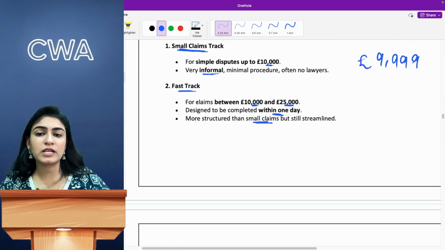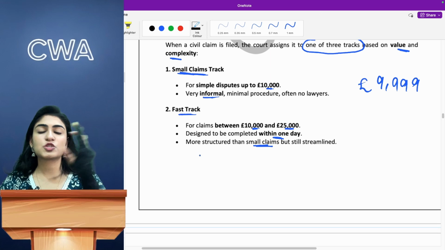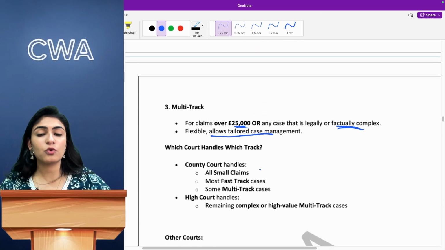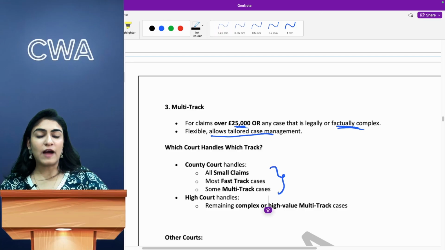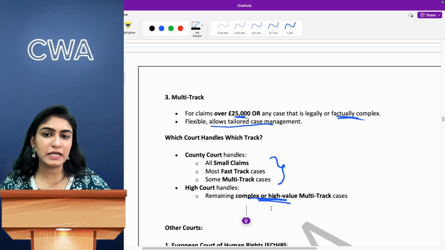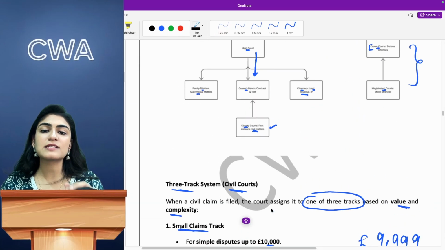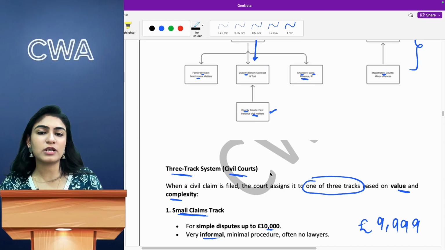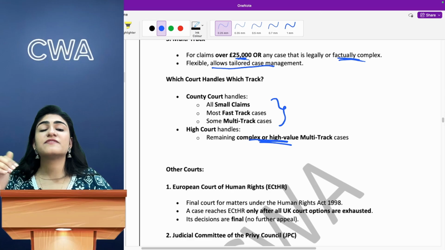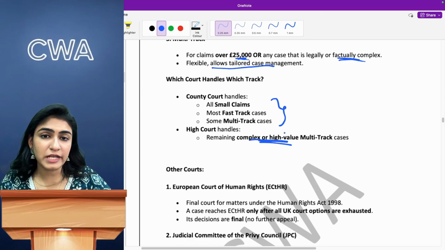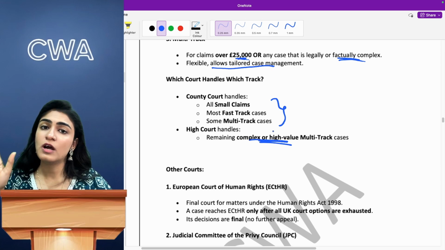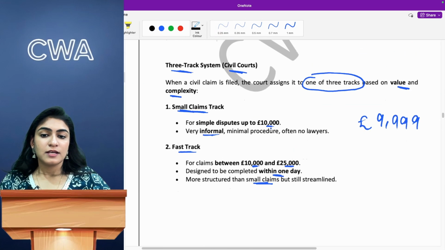We discussed small claims track, fast track, and multi-track. Usually, the county court handles small, fast track, and multi-tracks, and the High Court deals with complex or high value multi-tracks. All these tracks are handled by the county court as the first instance. However, if it is very complex or a high value multi-track, then it can go directly to the High Court. Is this clear?